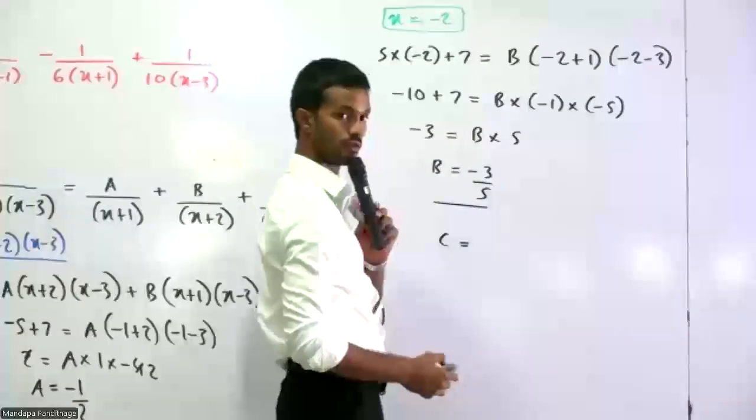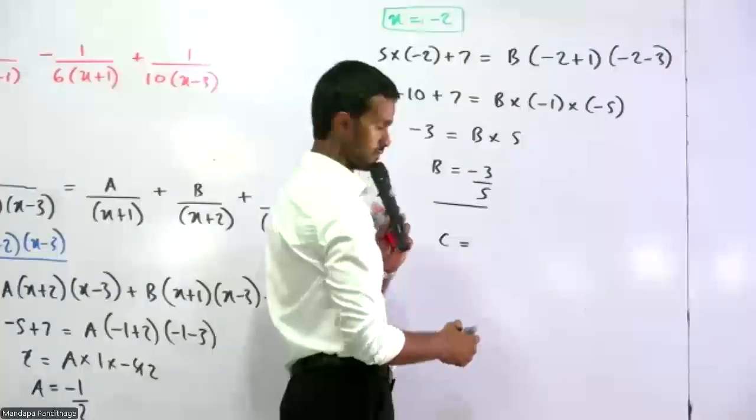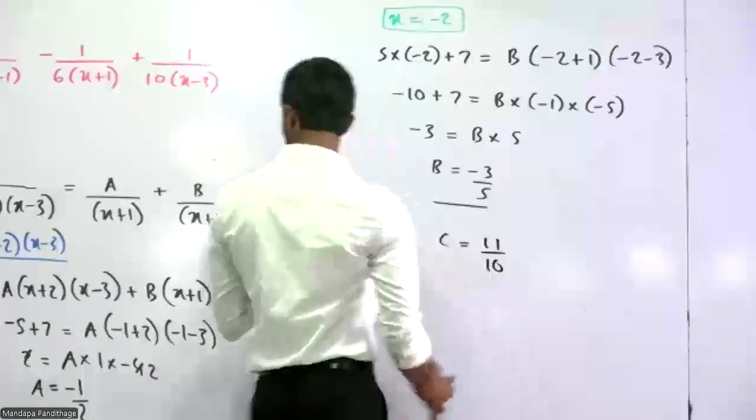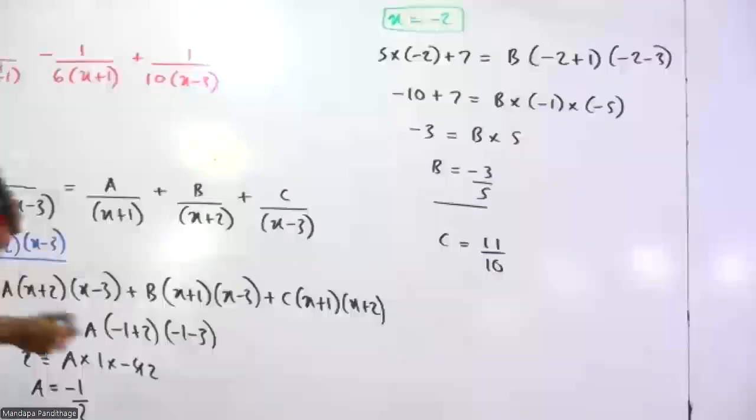What's c? That's 11 over 10. Okay. c is 11 over 10. When x equals 3, it's 22, equals 4 into 5 times c. 2 cancels off, 11 over 10. Okay, so c is 11 over 10.